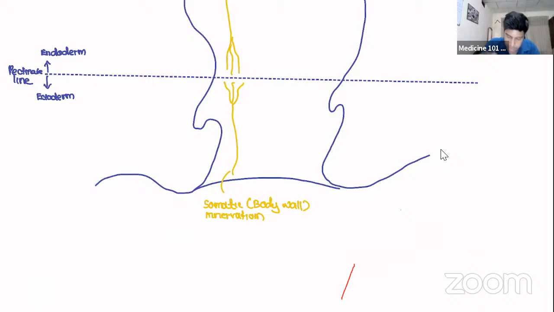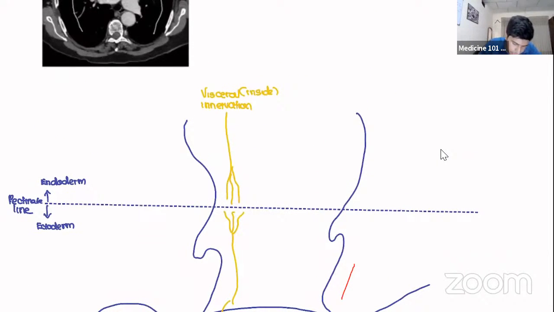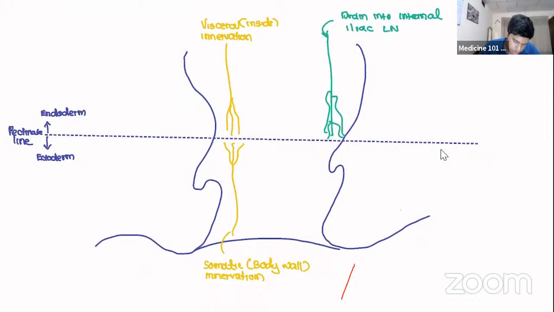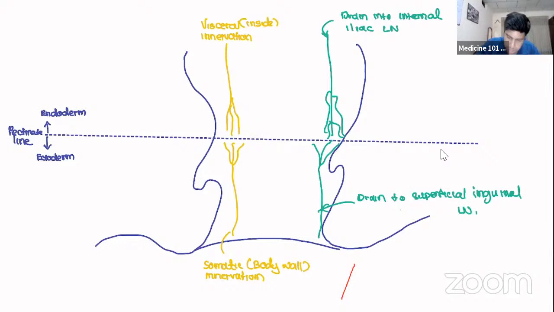Now that you have some idea about the somatic and the visceral innervation, let's go into the lymph nodes. Those above the pectinate line drain into the internal iliac lymph nodes. However, these below drain into the superficial inguinal lymph nodes.